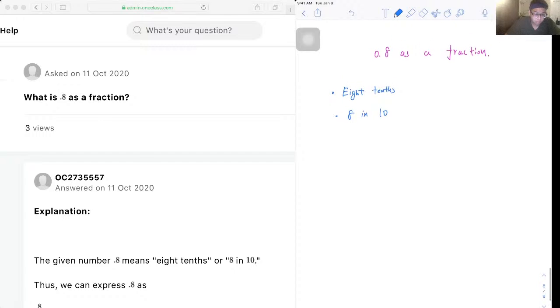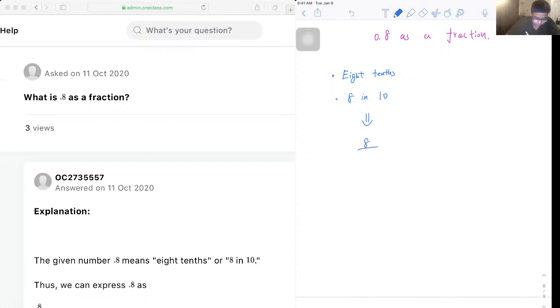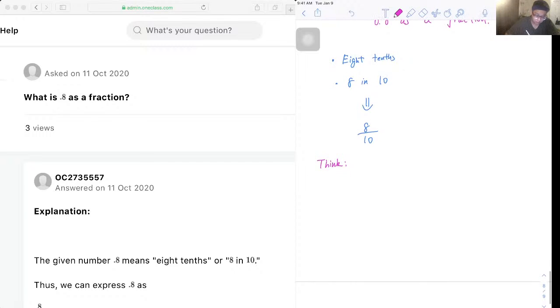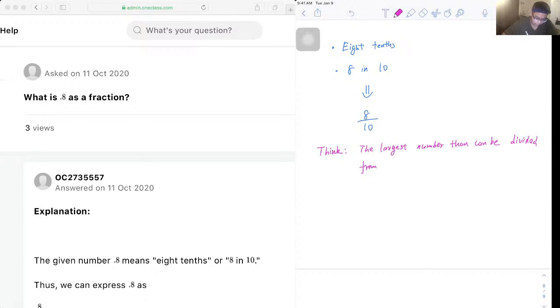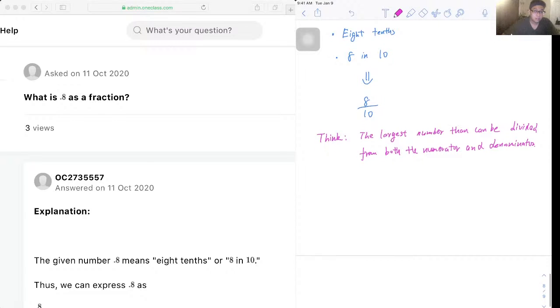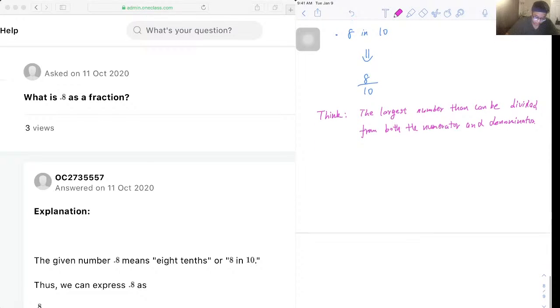So we can express 0.8 as 8 over 10. Okay, and since 8 and 10 are both even numbers, we can express this in its lowest terms by thinking about the largest number that can divide both the numerator and denominator. So let's write that down. We need to think for the largest number that can be divided from both the numerator and denominator. Right? So in this case, we have 2 as the largest number to divide both top and bottom.